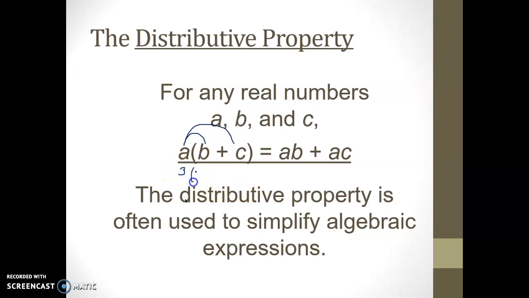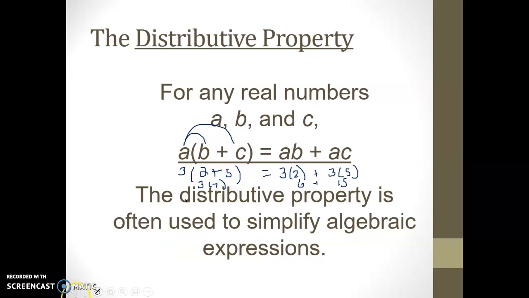Let's say I have 3 times (2 plus 5). And that's just 3 times 7. That should be 21. I can distribute that 3 and do 3 times 2 plus 3 times 5. 3 times 2 is 6. 3 times 5 is 15. And 6 plus 15 is 21. 3 times 7, 21. So we can see that's how that works.